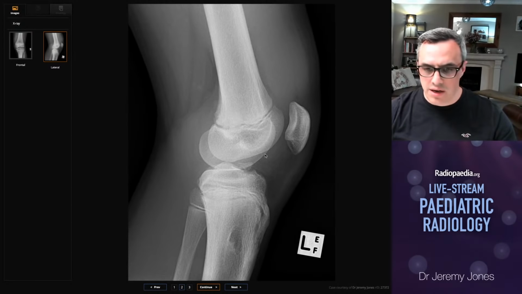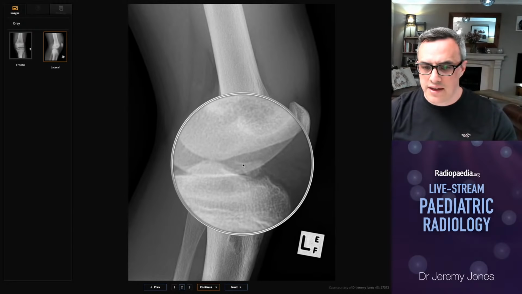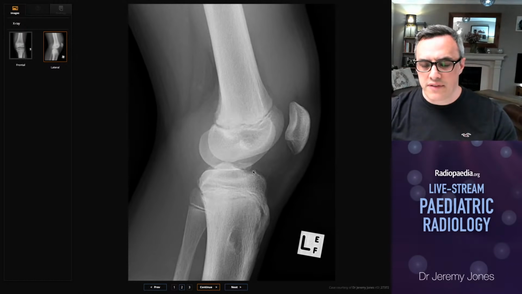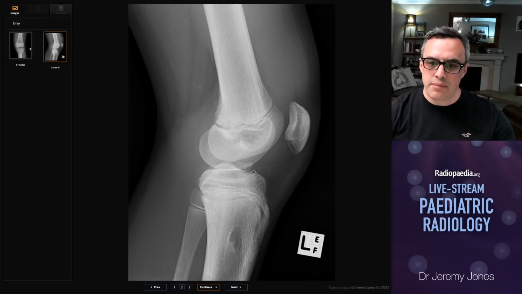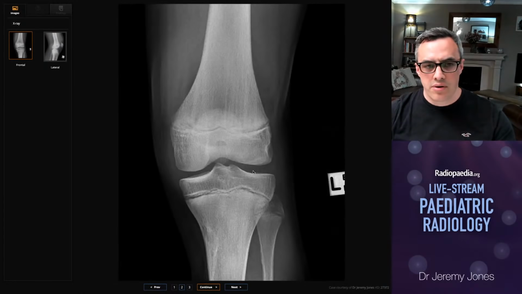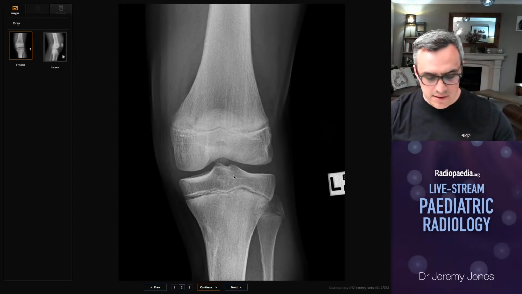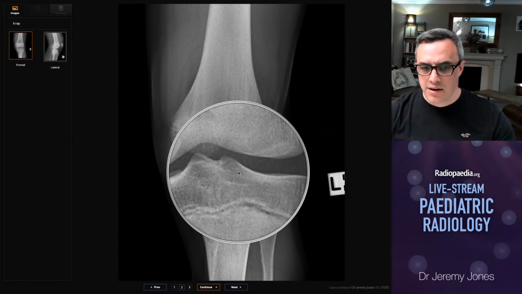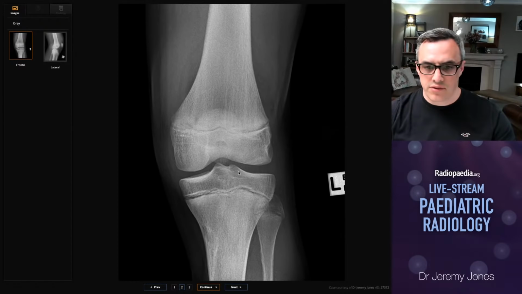And actually, if we look closely in the joint space here, we can see what the problem is. It's this triangle of bone here. This is the attachment of the ACL. It's one of the tibial spines, and it's been pulled off. If we go back to our AP, it's completely invisible. You cannot tell that there is a fracture through the tibial spines on the AP.